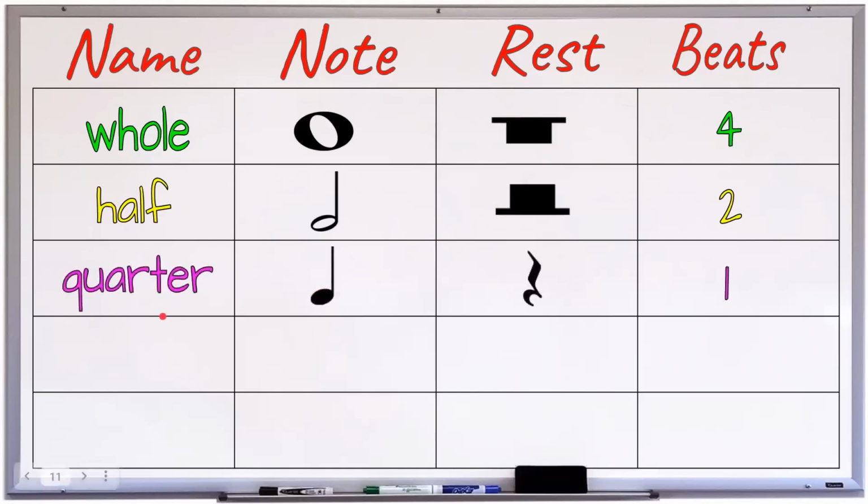Next we have quarter. The quarter note and the quarter rest both have 1 beat. Next we have eighth.